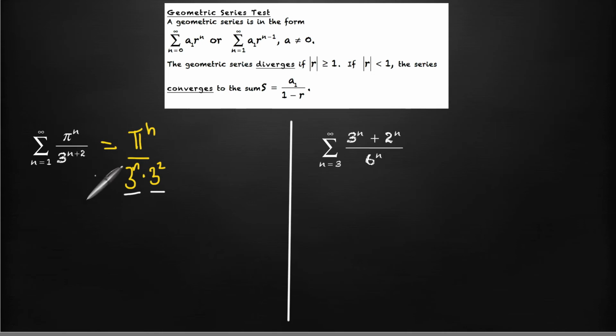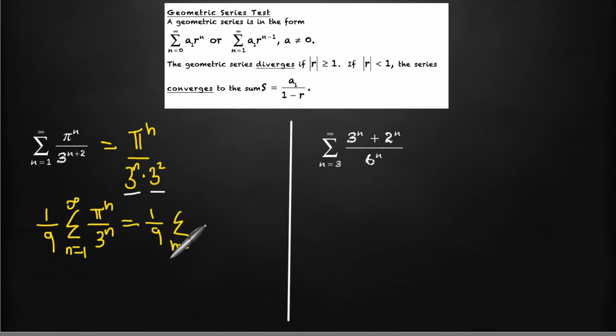So the same thing works in reverse. If you have 3 to the n plus 2, you can break it up into 3 to the n times 3 squared. And 3 squared is just a constant. That's just 9. So we're going to take that and bring it outside of the summation. And so we're going to write this as the summation from n equals 1 to infinity of pi to the n over 3 to the n. And then we're going to go backwards again, and we are going to write this as 1/9 times the summation n equals 1 to infinity of (pi over 3) to the n.